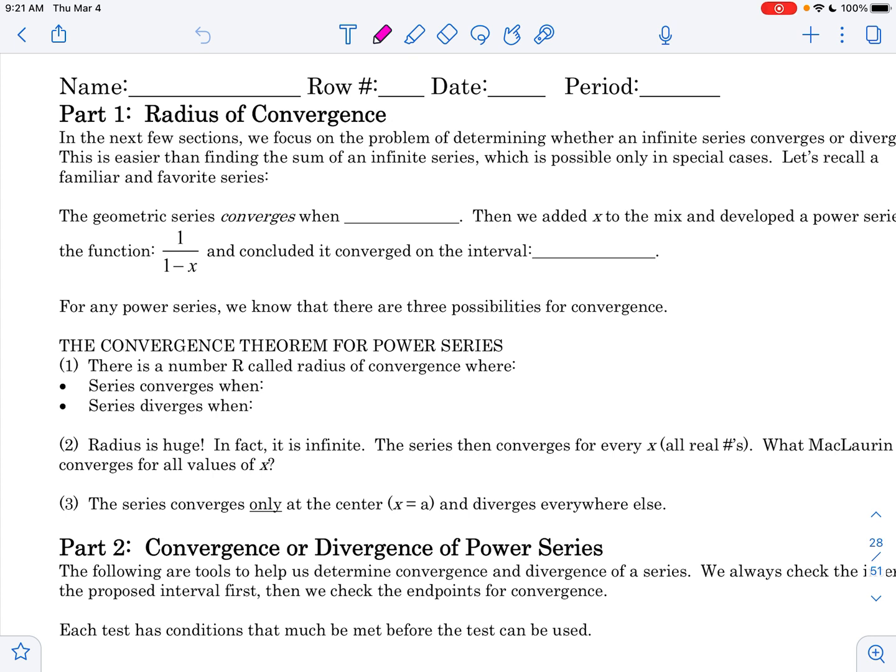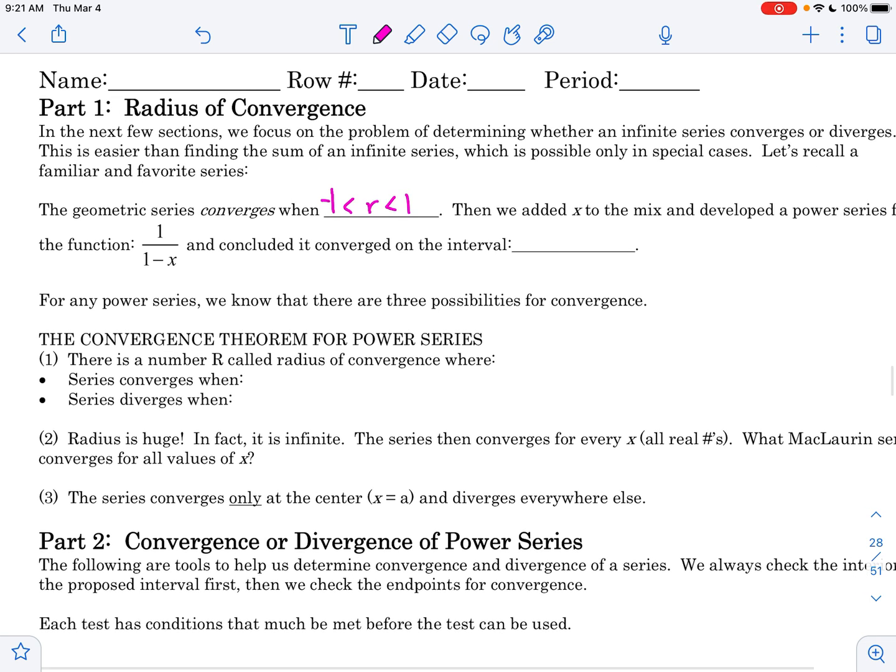For example, we've looked quite a bit at the geometric series, and we concluded that it converged so long as our common ratio was between -1 and 1. Then when we added x to the mix, we came up with a power series of 1 over 1 minus x, that template series you all have memorized by now, and concluded that since x is in the spot of r and represents our common ratio, it had to be between -1 and 1 in order for the function to converge.